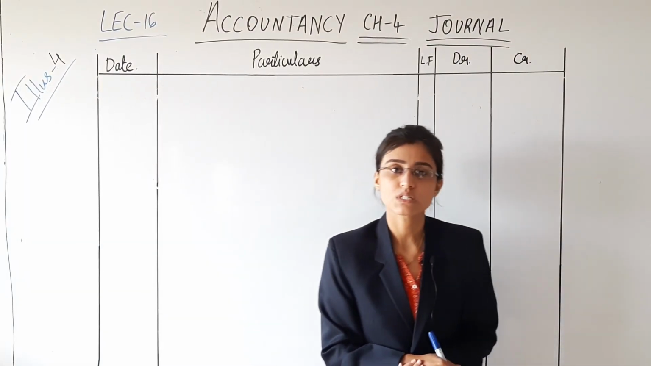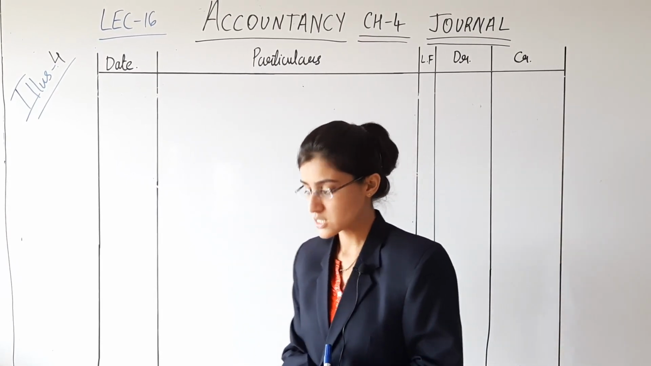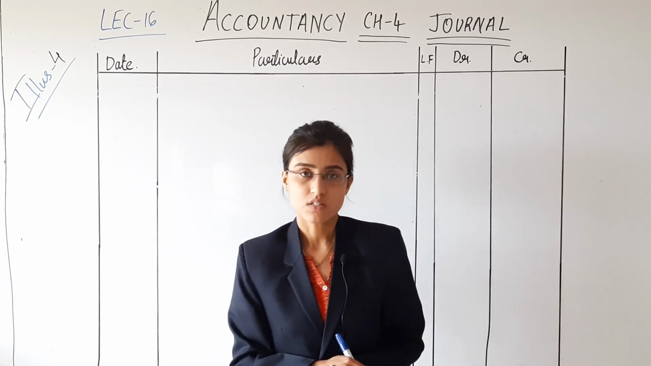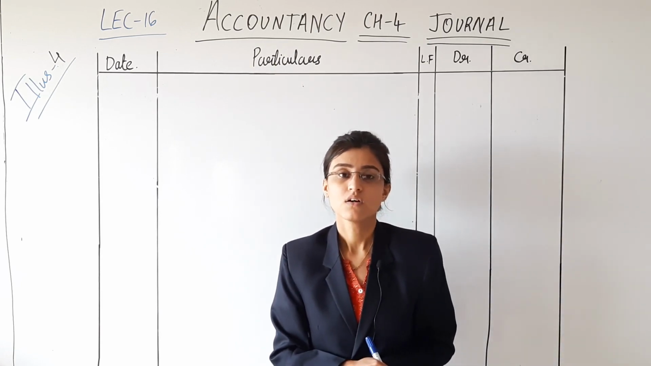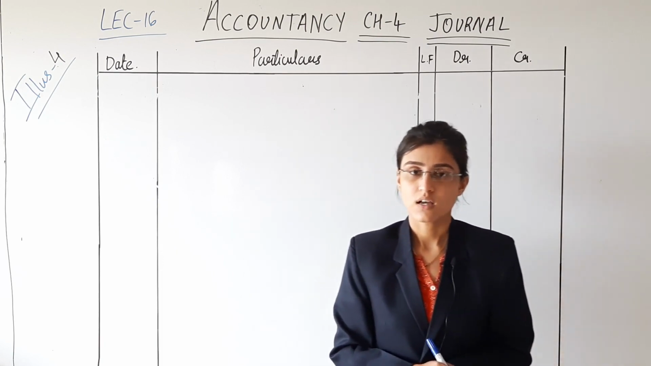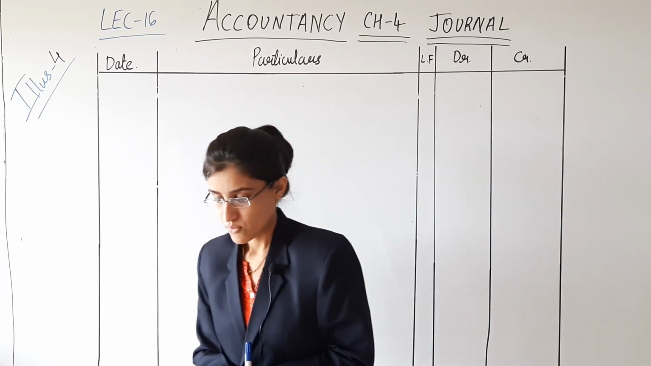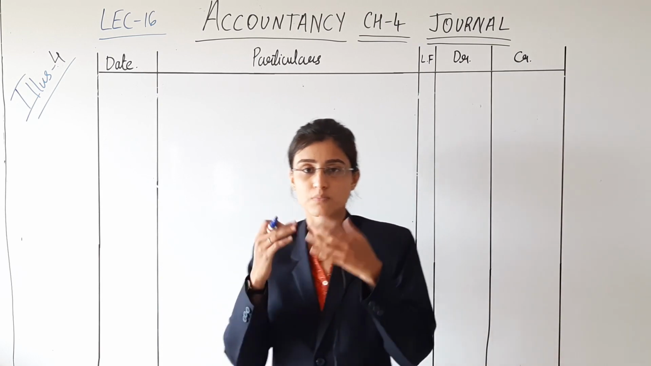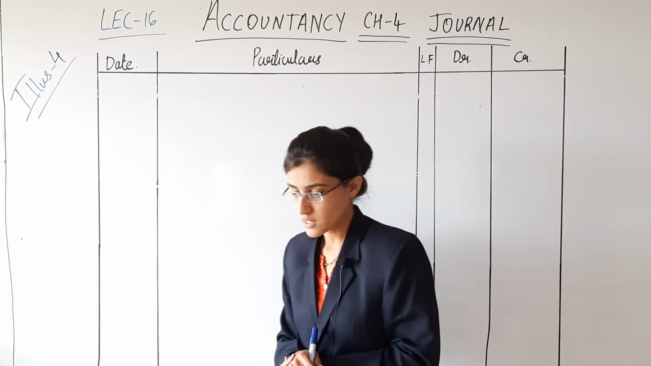So now we are going to start with illustration 4, which is given on page number 64 in your textbook. In the previous illustration we have understood about the transactions of capital and drawings, and in illustration 4 we are going to learn how to write down the transactions of assets and goods regarding the purchase of goods or purchase of assets. So let us quickly begin.